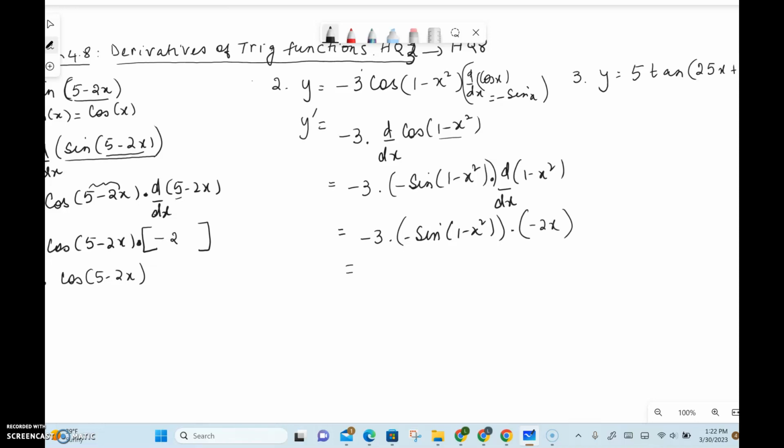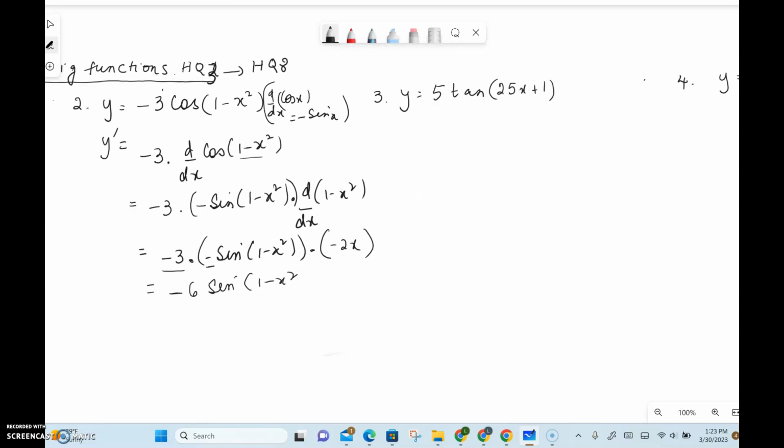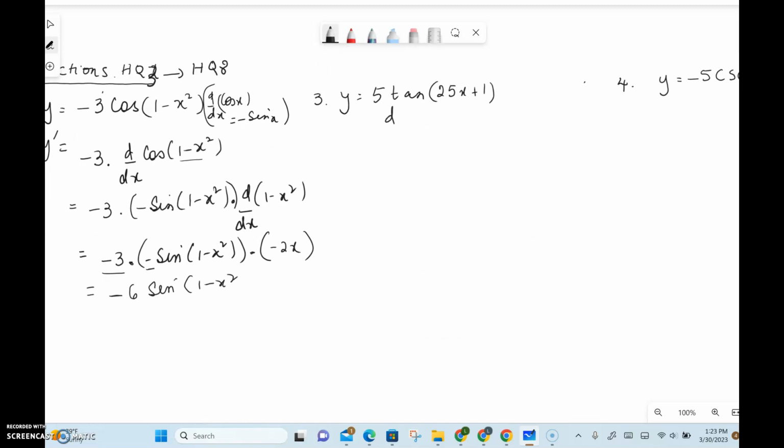Now we put all the constants together. So the negative, negative, negative, there are 3 negatives multiplied together. Remember, they're all multiplied. So that's negative 6 sine of 1 minus x squared. Next, d by dx, remember this is a tan function, d by dx of tangent of x is equal to secant squared of x. Notice once again that we have a constant times a single function.